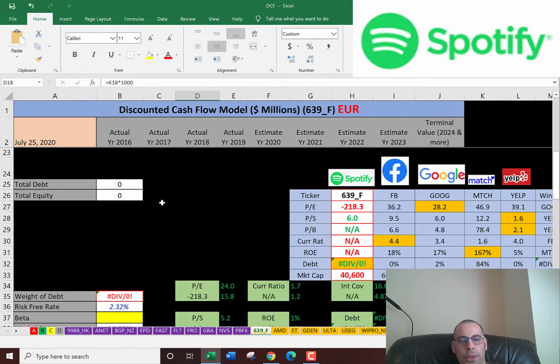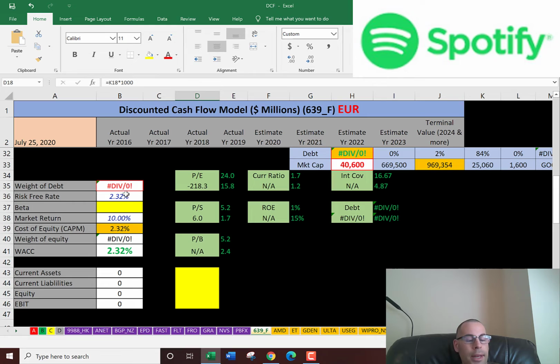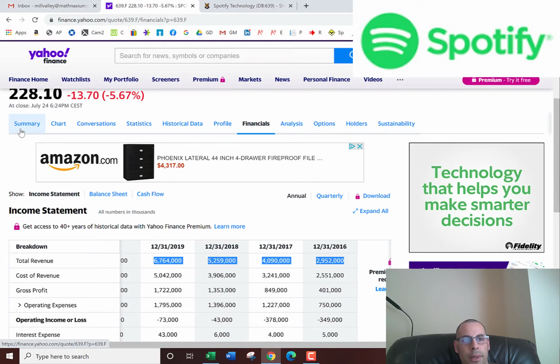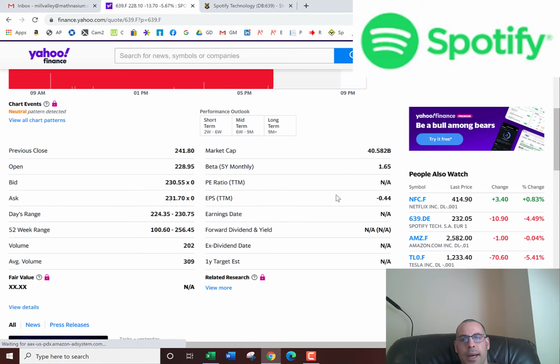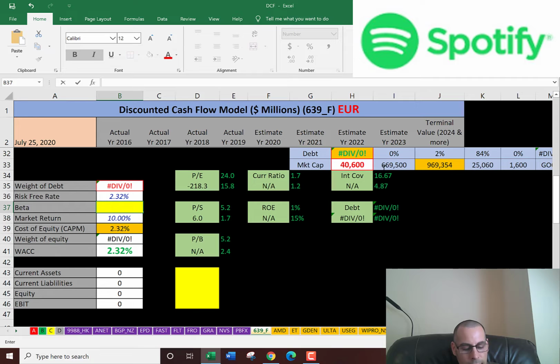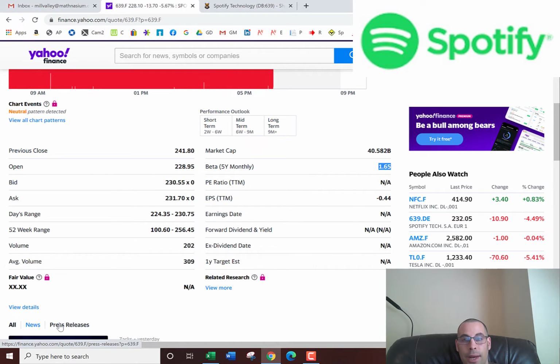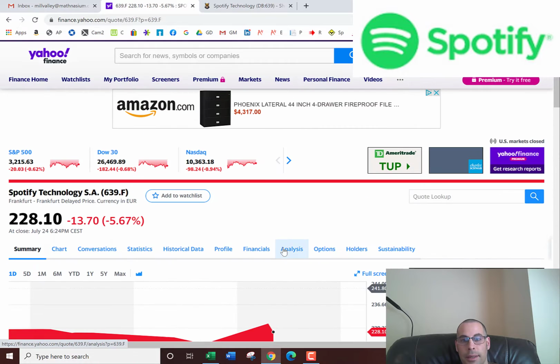Let's look at the capital structure of the company. They don't have any debt, so let's get the beta so we can figure out the cost of equity. The beta is how volatile a stock is relative to the market. And they have a beta of 1.65. So the stock is a bit more volatile than the market. When a stock is volatile, it tends to be more risky.